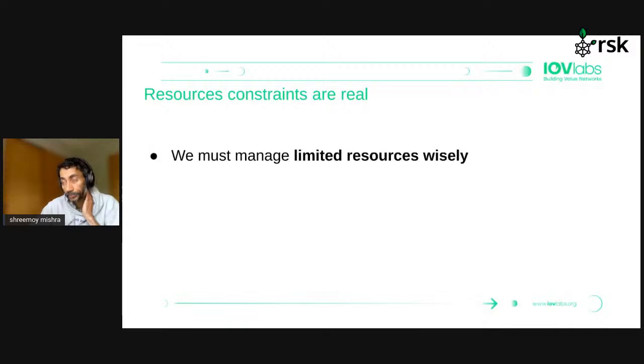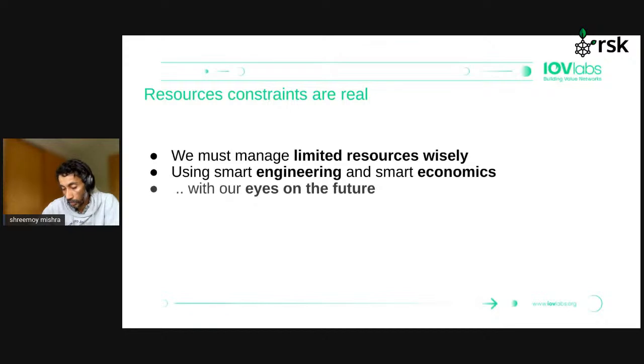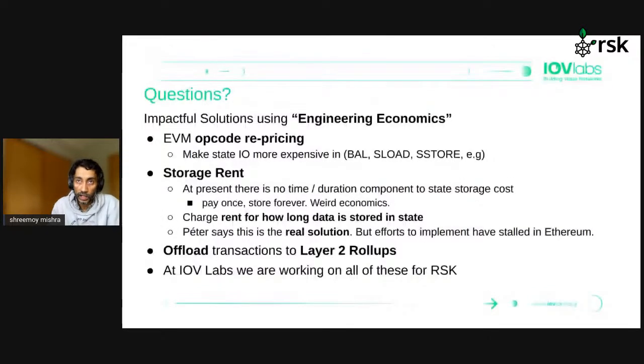And we have to manage them not just with smart engineering, but we also need to manage them with smart economics. And we always need to keep our eyes on the future and not get greedy about growing state too fast now, because that will only bring greater challenges in the future. So I think it's a good place to stop. Thank you very much. To encourage questions and discussions for later, I'm going to leave you with these three high-level approaches that we are using and developing at IOV to handle state size growth.